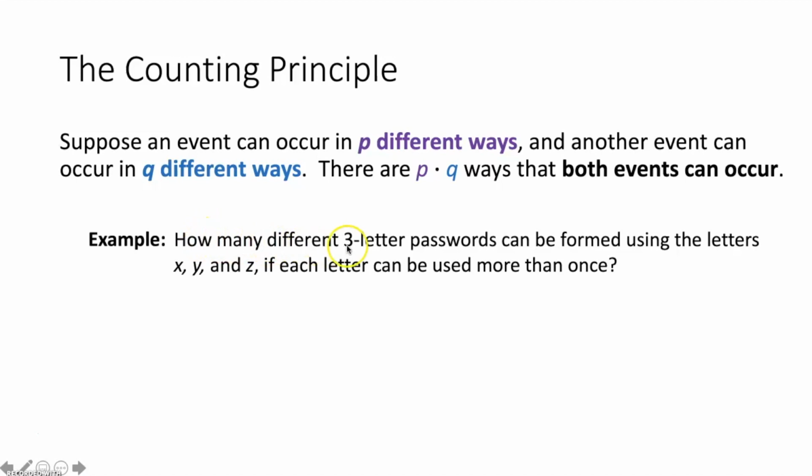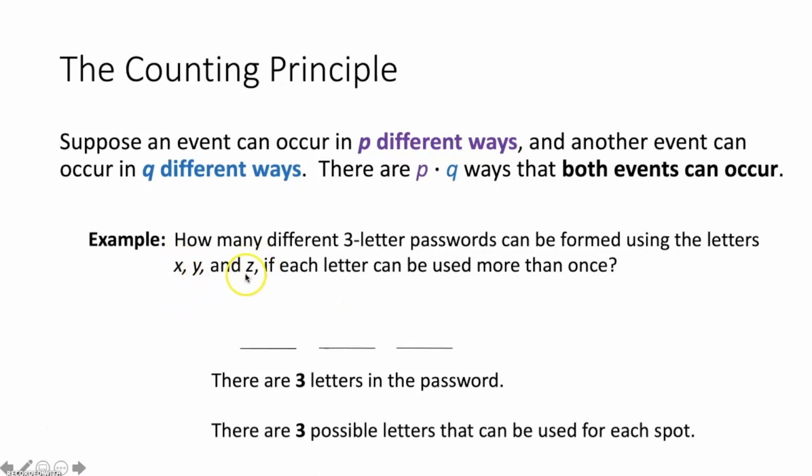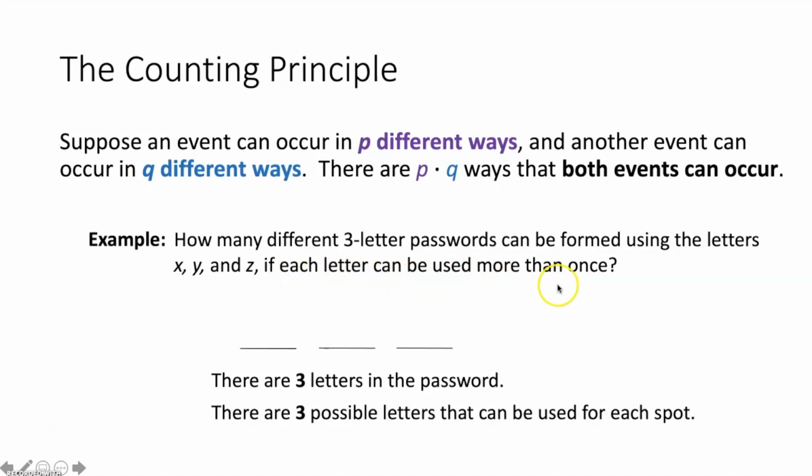So this says how many different three-letter passwords can be formed using the letters X, Y, and Z, if each letter can be used more than once. So in this example, we are choosing three-letter passwords, and we have, for each spot, three different letters to choose from, X, Y, or Z. Now, each letter can be used more than once, meaning in our first spot, we can choose X, Y, or Z. We have three possible choices.